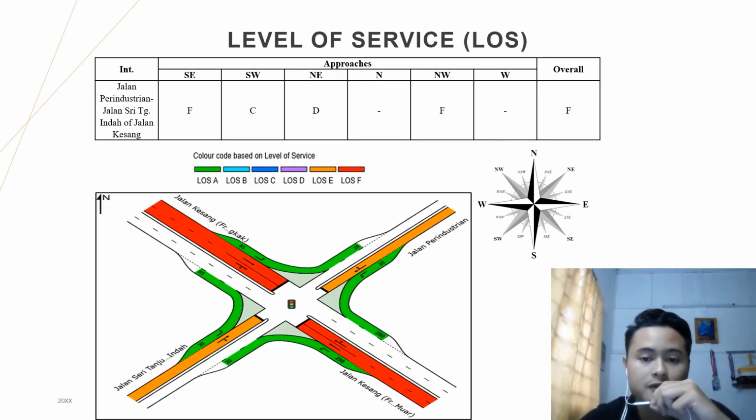The overall level of service of the signalized intersection at the evening peak hour is LOS F, which we can conclude as a poor level of service performance. The level of service on Jalan Kesang from Muar and Tangkak is very saturated in the evening. The overall delay per vehicle for the evening peak hour is 159. It is because there were many people coming back from their workplace in the evening. The overall degree of saturation is 1.22.